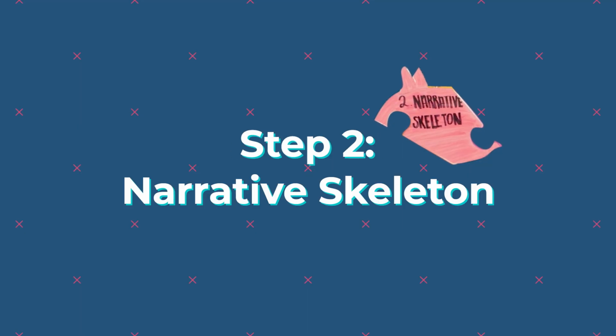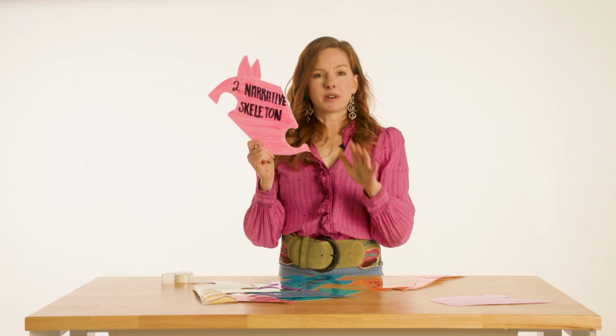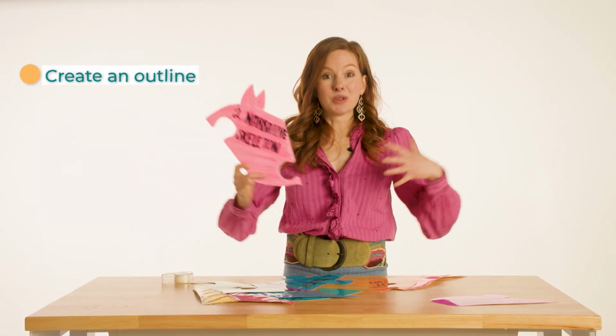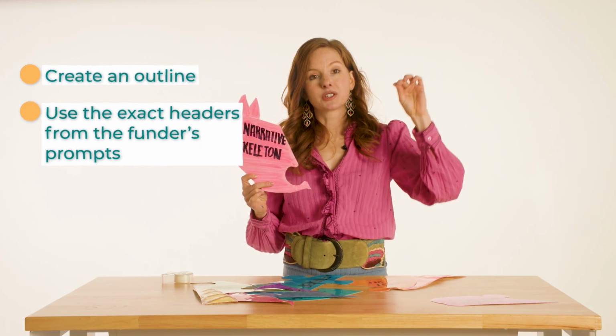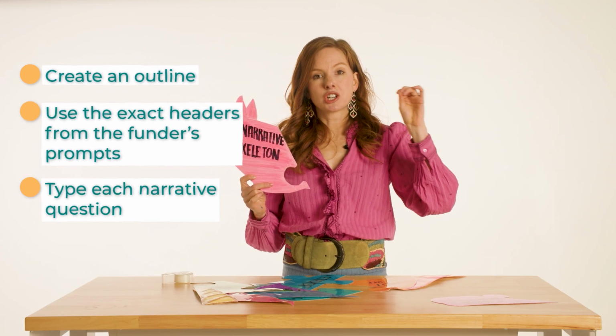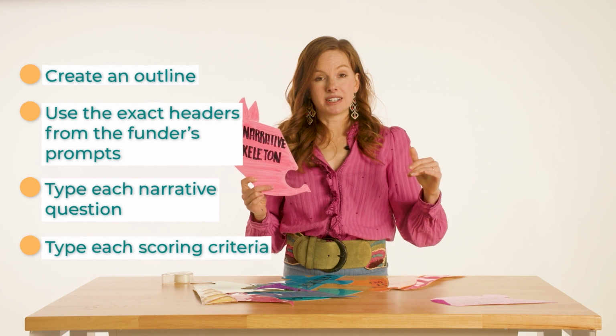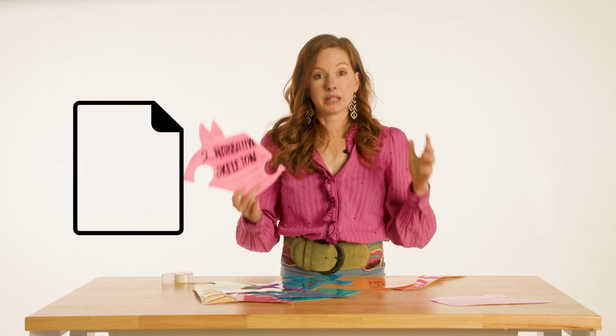Prepare your narrative skeleton. Basically, what we're talking about when I say a skeleton, it's not looking at a blank page. That can be intimidating. Instead, start by creating an outline, which is what I call the bones, the skeleton, using the exact headers from the funder's prompts. You're going to type out each narrative question and the scoring criteria, and you're going to paste that into a blank document. This is your skeleton. Think of it as your cheat sheet that tells you exactly what's needed.